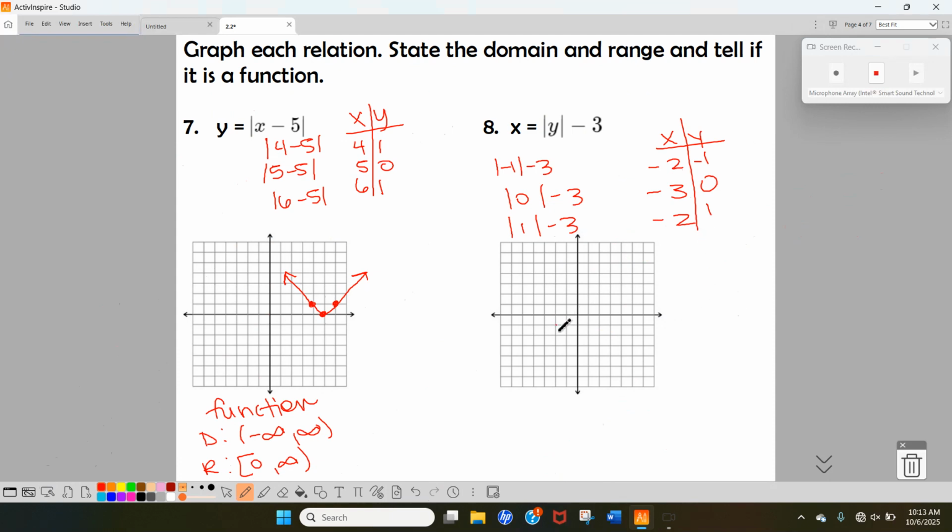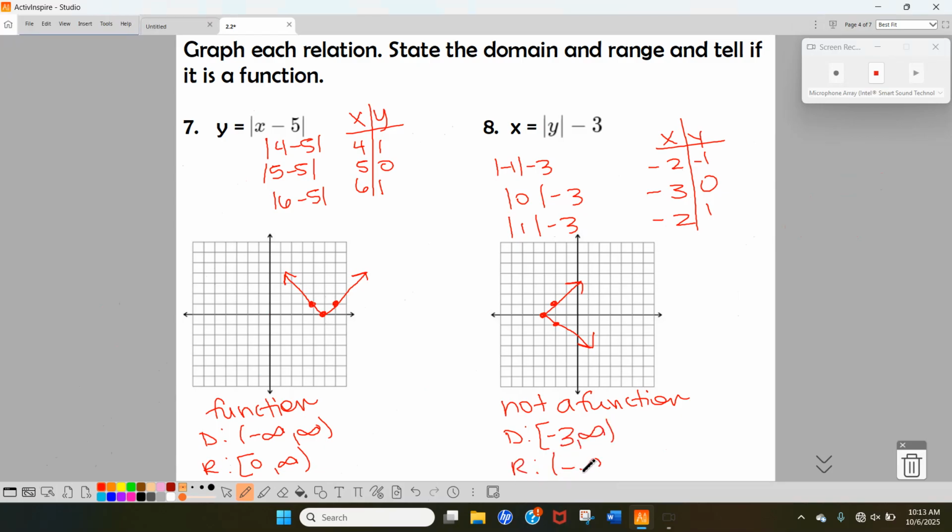So then we have these 3 points, and so we turn sideways because y is what's having stuff done to it. And that's why I plugged in y values, is because y is what's having stuff done to it. So this one is not a function. The domain is negative 3 to infinity. And the range is all real numbers.